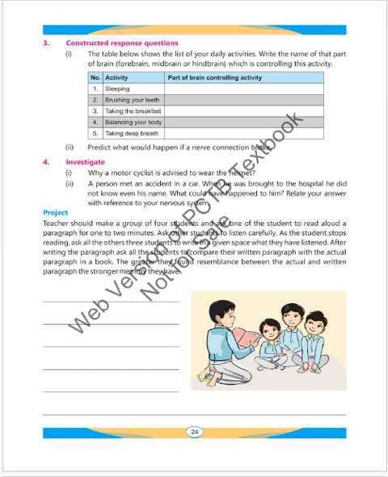Project. Teachers should make a group of 4 students and ask one of the students to read aloud a paragraph for 1 or 2 minutes. Ask the other students to listen carefully as the student stops reading. Ask all 3 students to write in the given space what they have listened to. After writing the paragraph, ask the students to compare their written paragraph with the actual paragraph in the book. The greater the resemblance they find between the actual and written paragraph, the stronger memory they have.